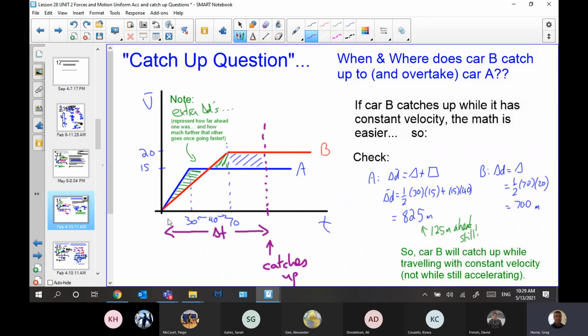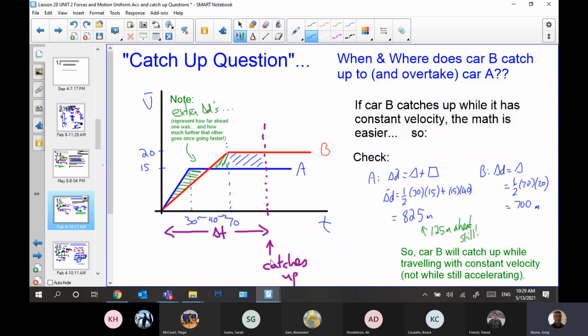Car B goes one half base times height. There's the 70 for the base and 20 for the height at the faster velocity. Car B has only gone 700. And so you can see that car A is still ahead if you're analyzing it this way. In fact, it's 125 meters ahead still. Okay.